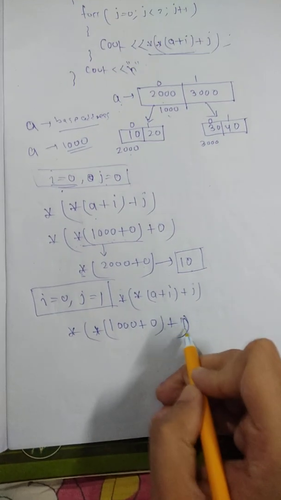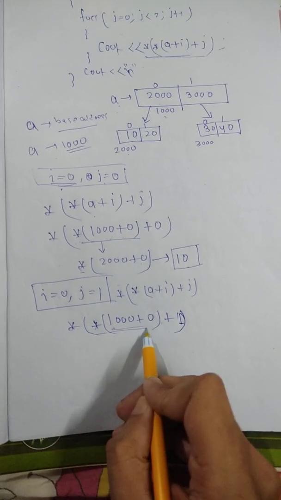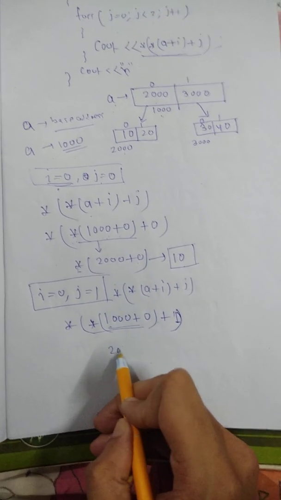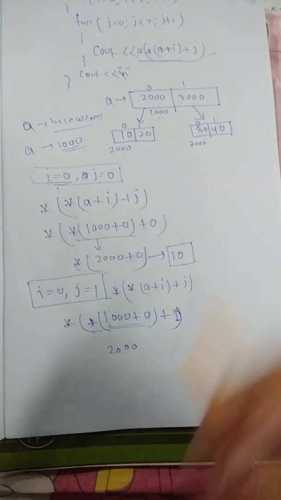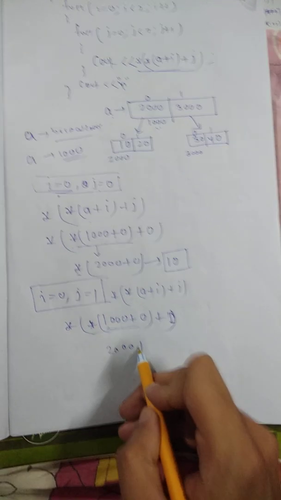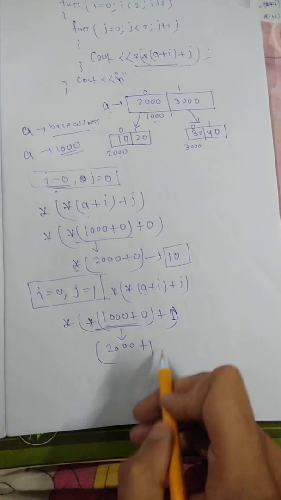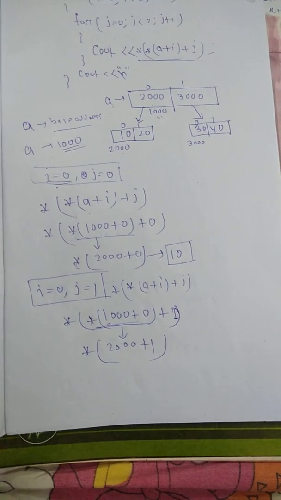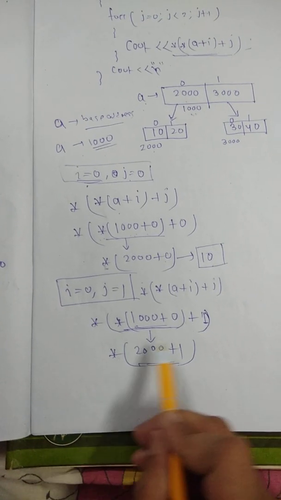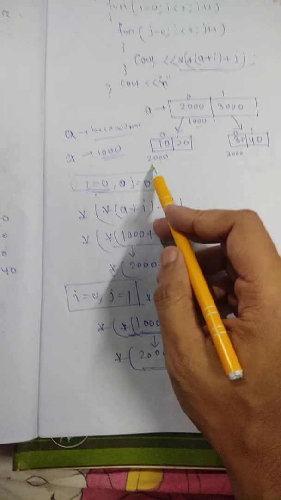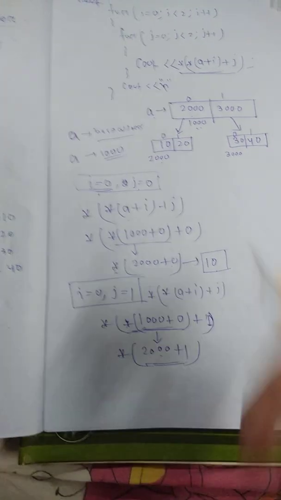Okay, this is 1. So what is the 1000? Value at 1000 is what? 2000. Value at 1000 is 2000. Okay, then 2000 plus 1, this 2000 is given, then plus 1, again star. Then tell me what is 2000 plus 1? This is your pointer arithmetic. Here see, suppose it is 2000. If you add 2000 plus 1, that means the next memory location is what?